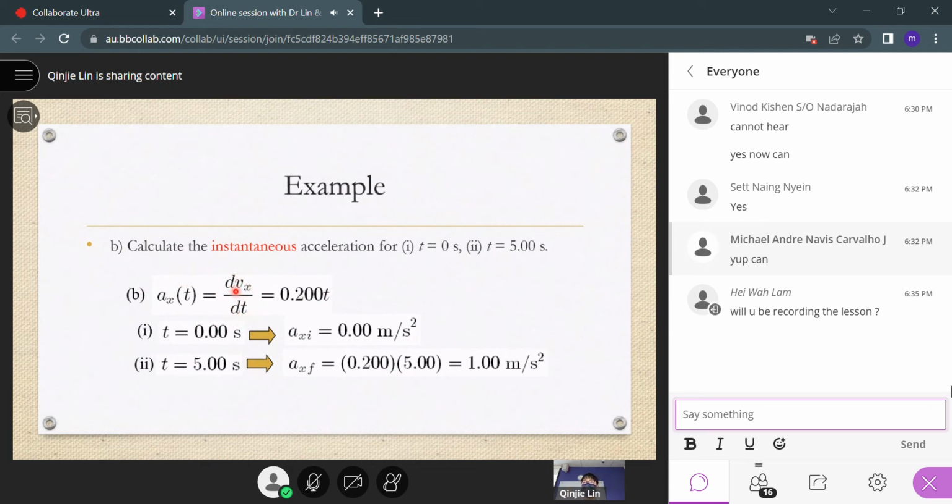dv over dt is differentiation of the velocity equation, which is already given in the question. So you differentiate, you're going to get 0.2t. Then down here, you just have to sub whatever they ask you to find. So for part 1, they ask you to find 0, so you sub 0 inside, you'll get 0. So it tells you that at the start, when it's at 0 seconds, it has no acceleration. Part 2, you sub 5 inside here, it will tell you at 5 seconds, the object has an acceleration of 1 meter per second squared.